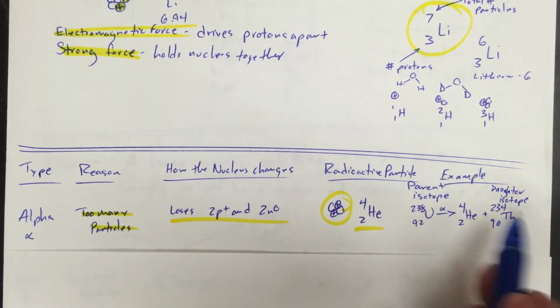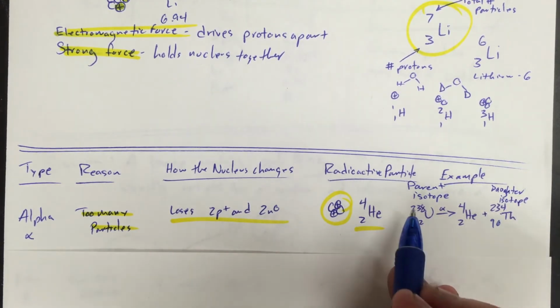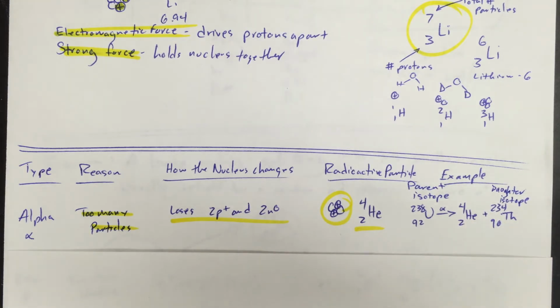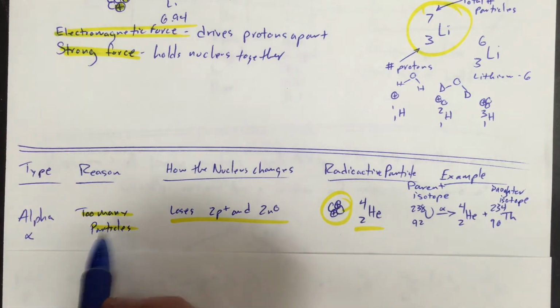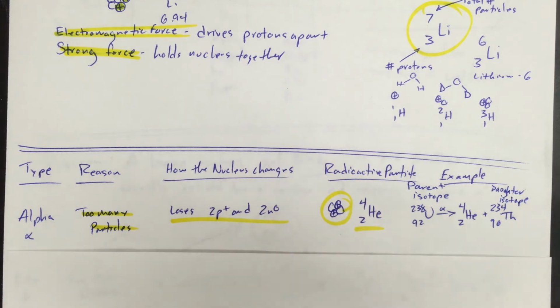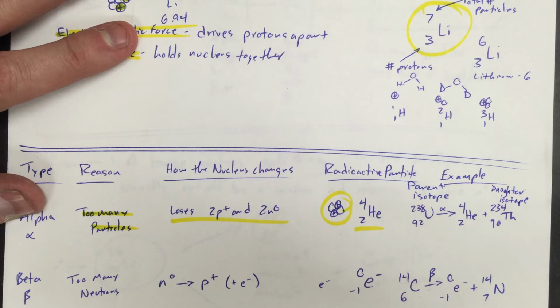What's left over after radiation has occurred is called the daughter isotope. So we have uranium, and it spits out a helium nucleus, and the daughter isotope is left over. So that's alpha decay. Again, too many particles, so it spits out some particles to alleviate that stress, and there's an example.